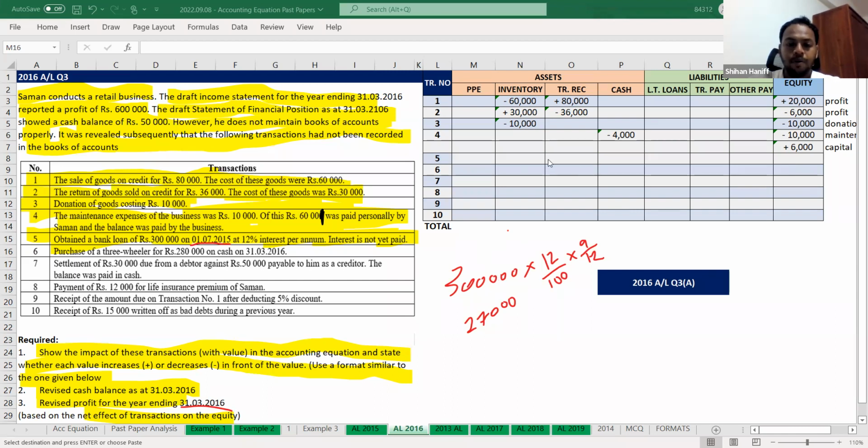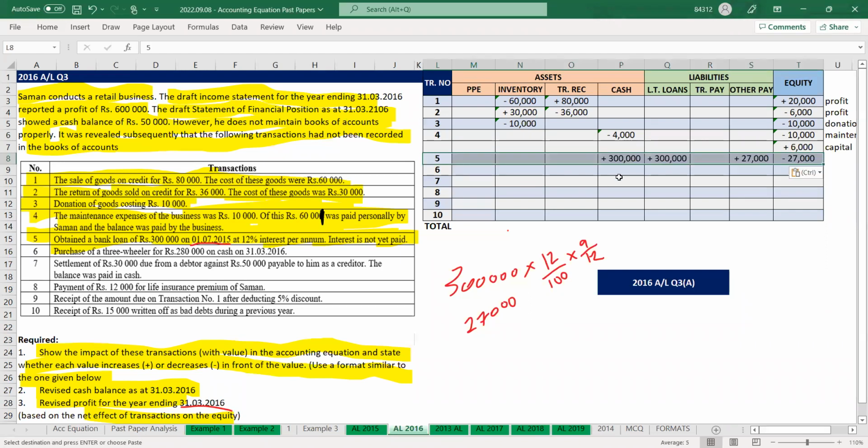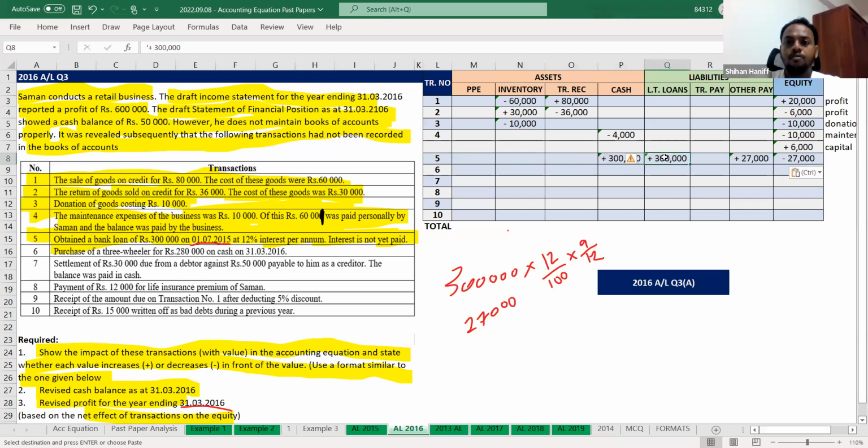So this interest is payable. We can write the transaction. Cash increase, long-term loan increase by 300,000. And the interest, equity will decrease, other payable will increase. It's a payable balance.